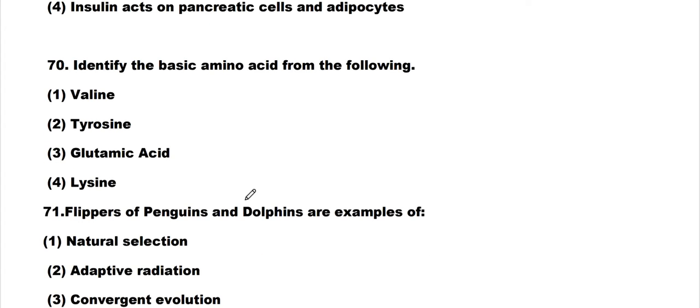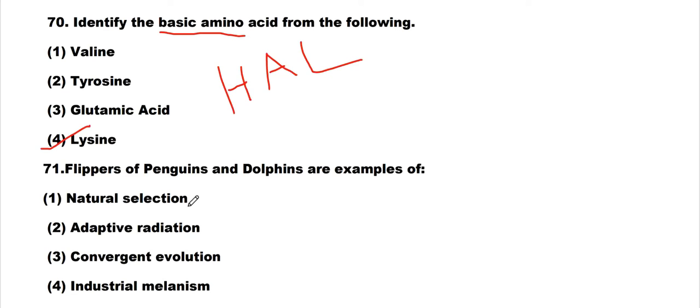Question 70. Identify the basic amino acids. So always remember your basic amino acids. We have to remember with a simple mnemonic: H is histidine, A is arginine, and L is lysine. HAL, HAL. Basic amino acids are HAL, right? So here histidine is not there, and arginine is not there, and lysine is the fourth one. Your answer is 4.